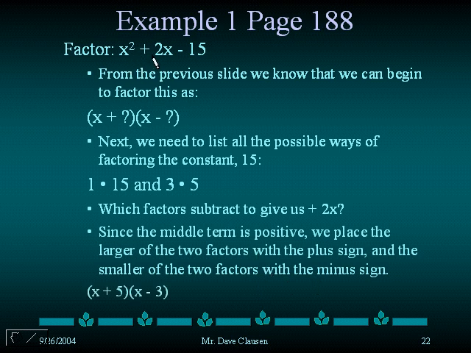And x squared plus 2x minus 15 factors as x plus 5 times x minus 3. If you want to check to see your answer is correct, you could FOIL them back together just to see if you get x squared plus 2x minus 15.